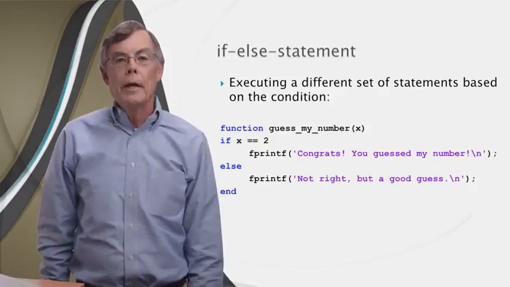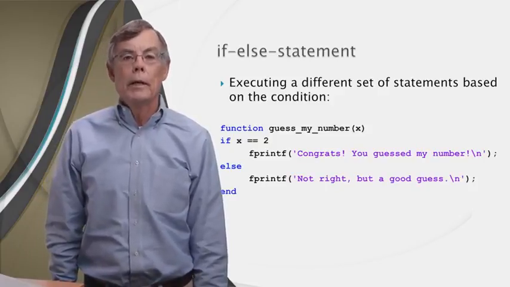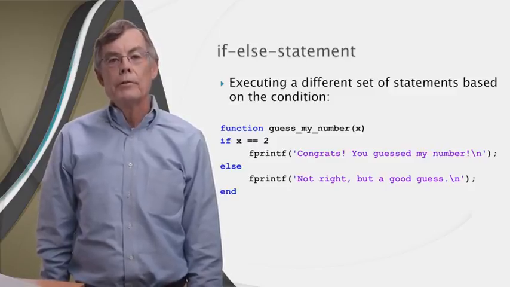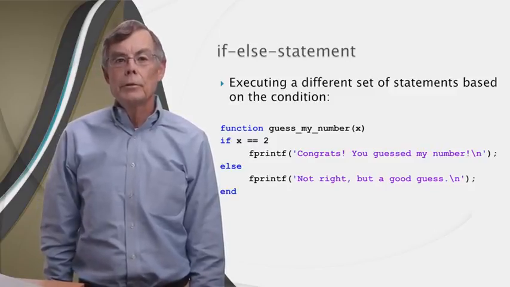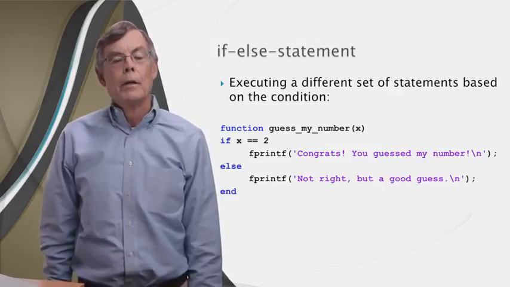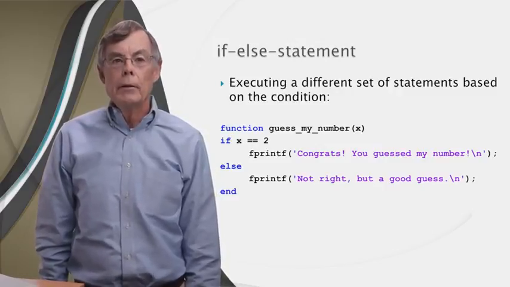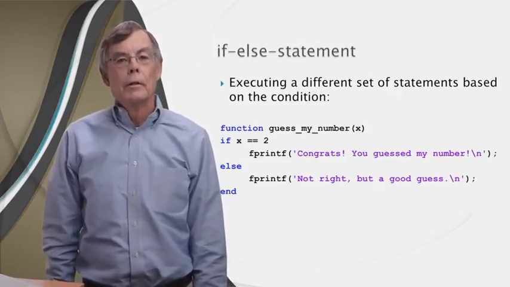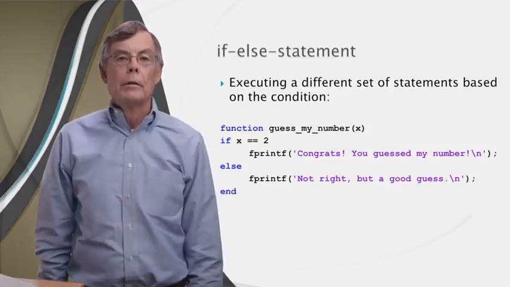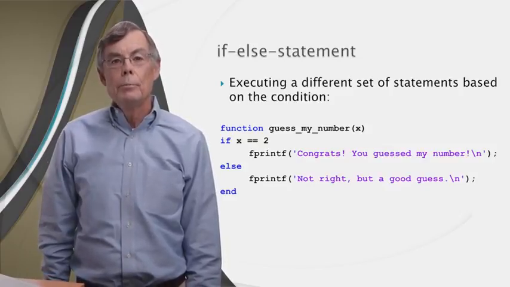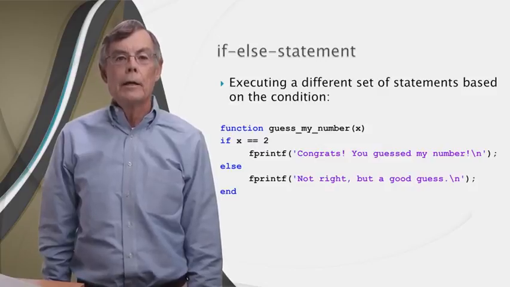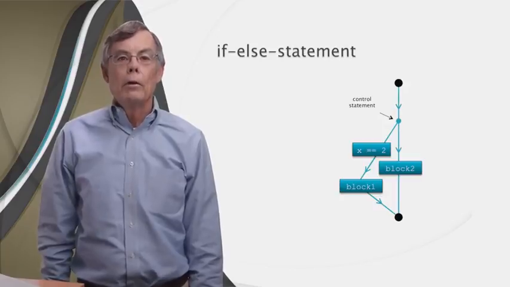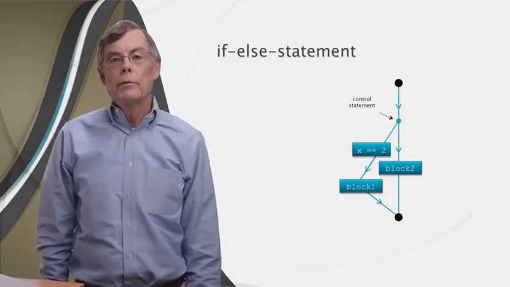But after the first fprintf statement, we see a new keyword, else. This else has 2 roles. First, it signifies the end of the block of code that needs to be executed when the condition is true. And second, it signifies the beginning of the block of code that needs to be executed when the condition is false. This new statement is called an if-else statement. As you can see, our new and improved guessMyNumber function prints out an encouraging message if the user's guess is wrong. The control flow of the if-else statement is illustrated by this figure.